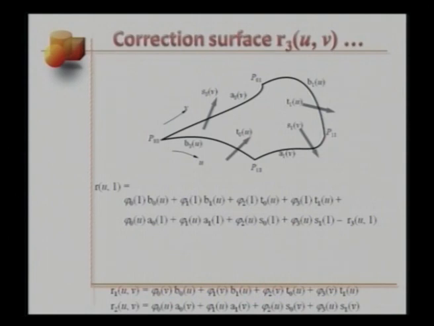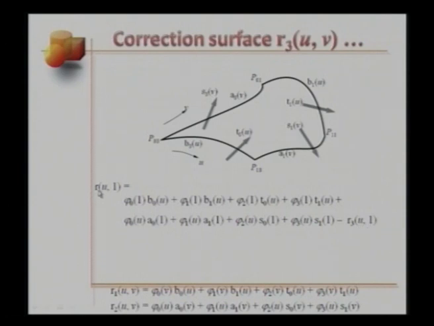So we have this patch, and now we are interested in finding what R U1 is. All we need to do is plug in the value of V equals 1 here, and we need to subtract R3 U1 from the sum. So the sum is phi 0 of 1 times B0 of U plus phi 1 of 1 B1 of U plus phi 2 of 1 T0 U plus phi 3 of 1 T1 U. Plug in V equals 1 here to get this expression, which is phi 0 of U, A01, plus phi 1 of U, A11, plus phi 2 of U, S01, plus phi 3 of U, S11. And of course, we have minus R3 U1.